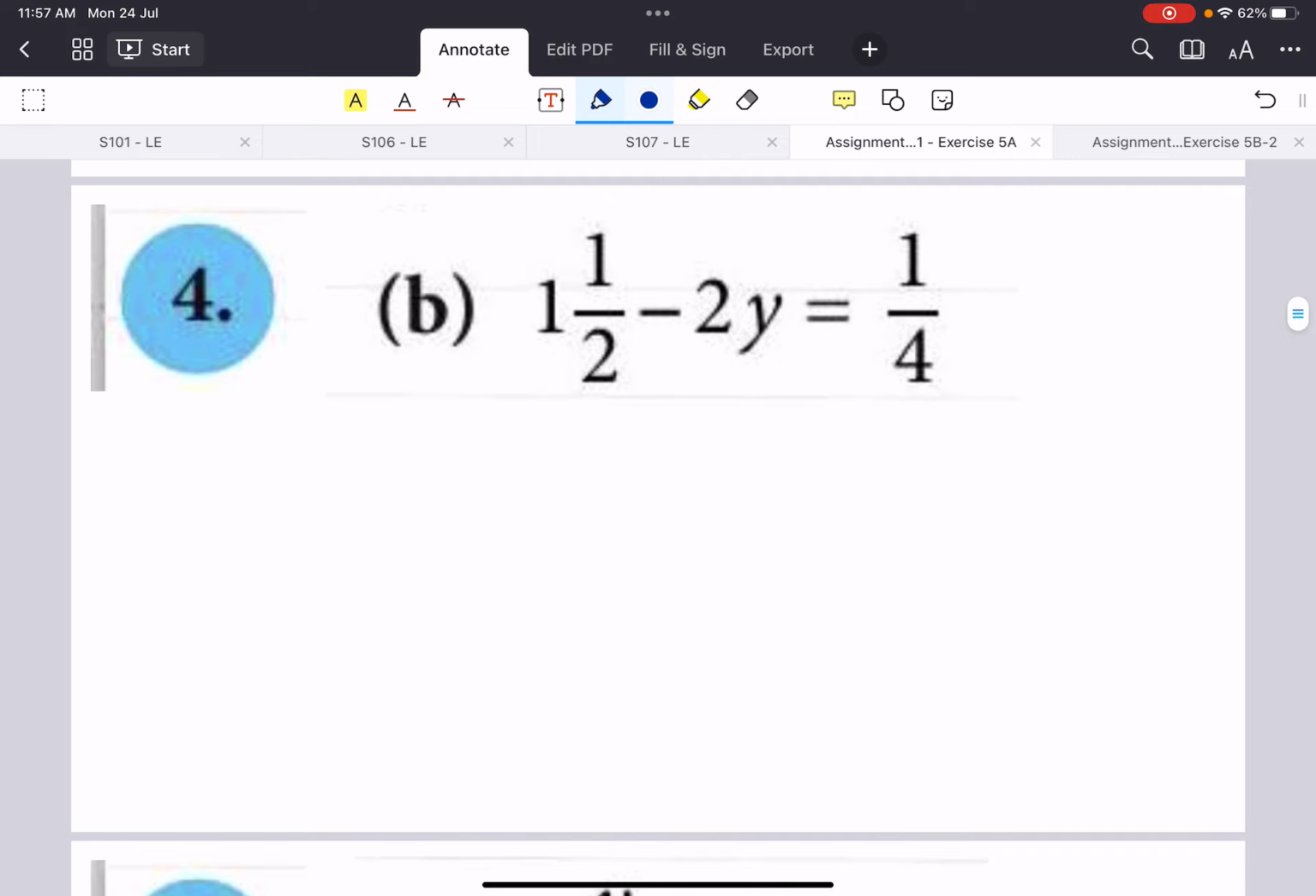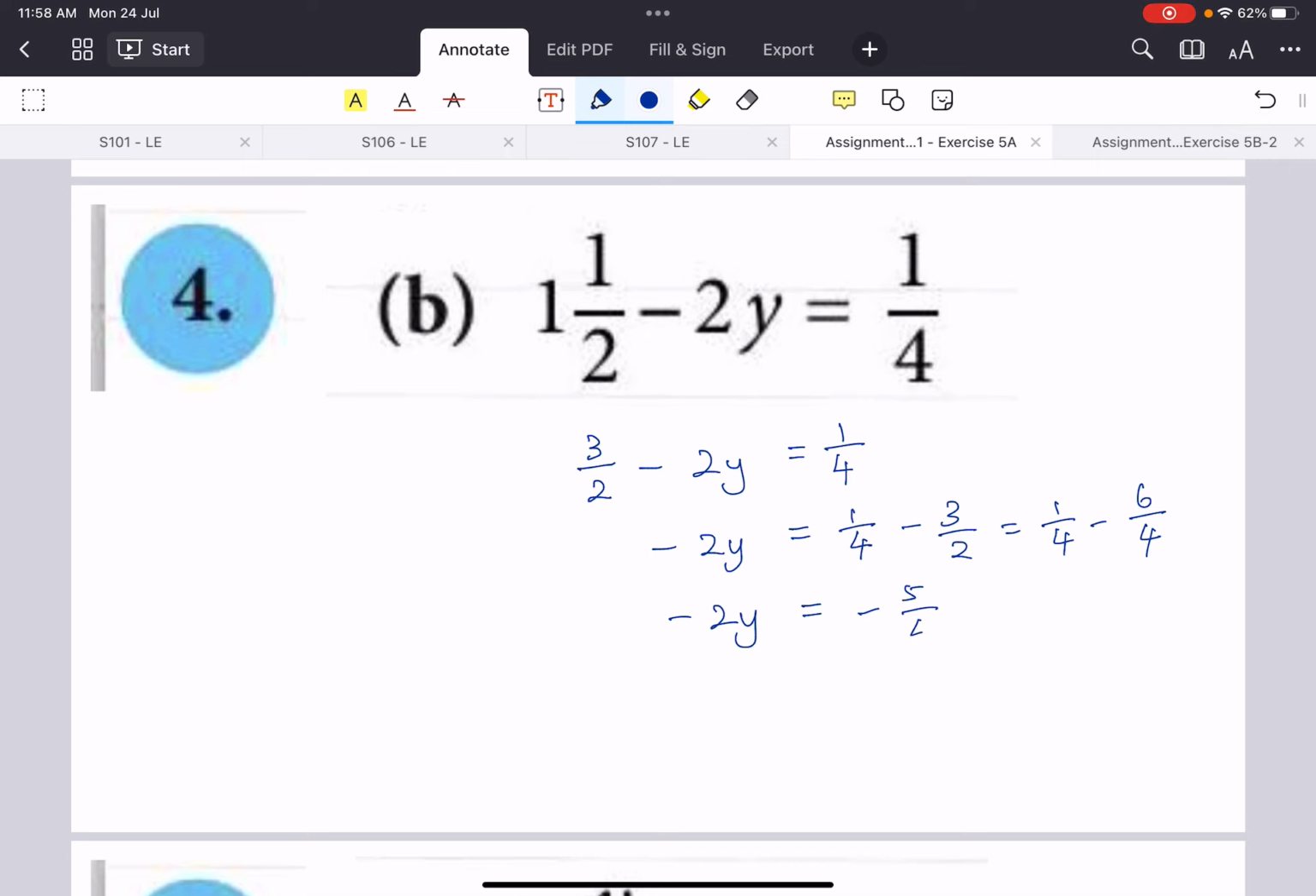So to begin, I recommend that we put them as improper fractions in this way. Right? Minus 2y equals a quarter. Then we can subtract 3 over 2 on both sides. So we have a quarter minus 3 over 2. So negative 2y, a quarter minus 3 over 2 is equivalent to a quarter minus 6 over 4, right? So that gives us negative 5 over 4. Divide by negative 2 on both sides, we get y equals 5 over 8.